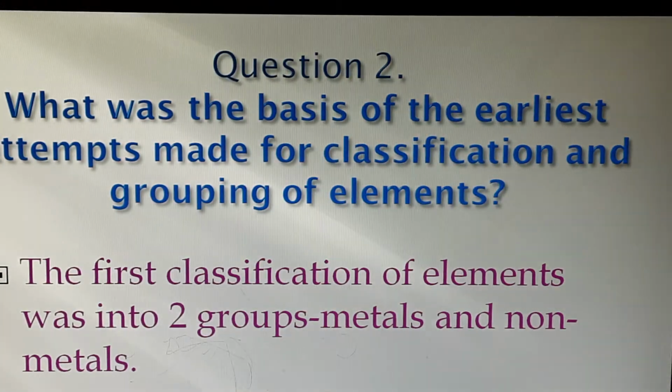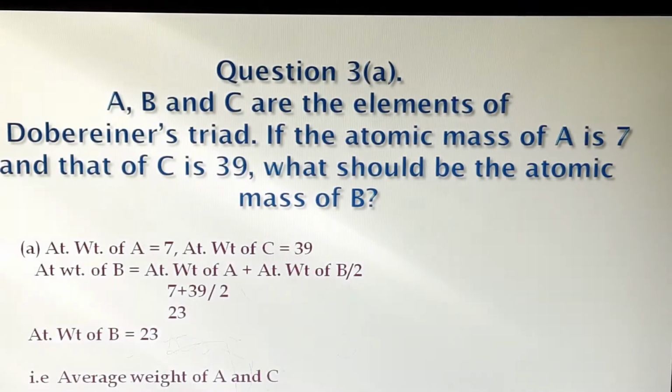Number 2. What was the basis of the earliest attempts made for classification and grouping of elements? The first classification of elements was done into two groups, that is metals and non-metals.